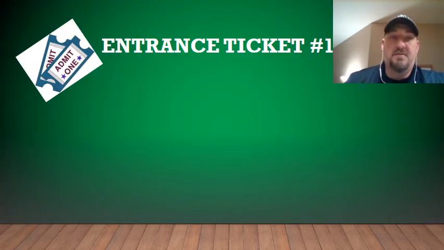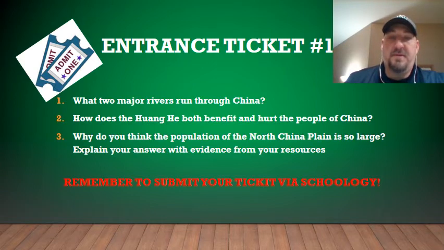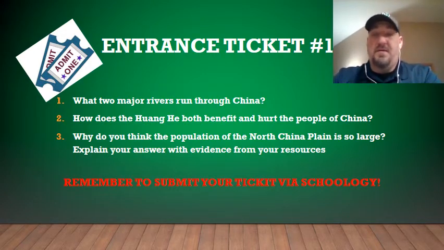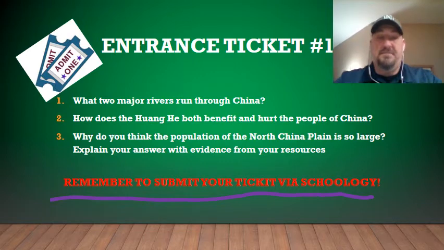Entrance ticket questions include: what two major rivers run through China? How does the Honghe both benefit and hurt the people of China? And why do you think the population of the North China Plain is so large? Explain your answer with evidence from your resources. Remember, we are submitting our tickets via Schoology.